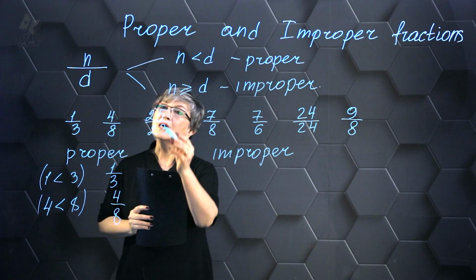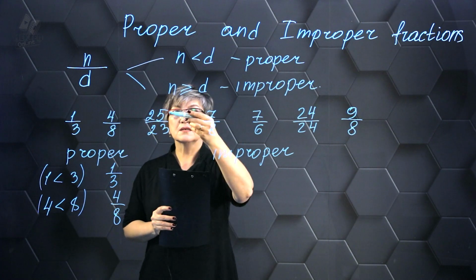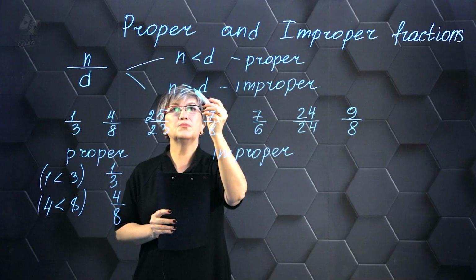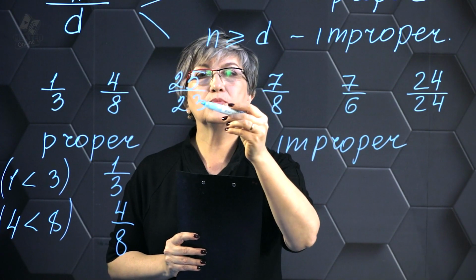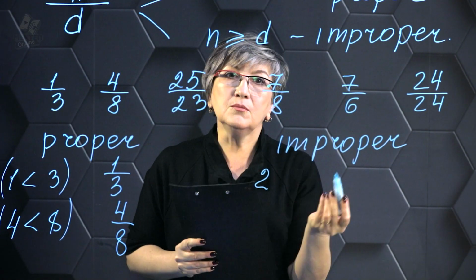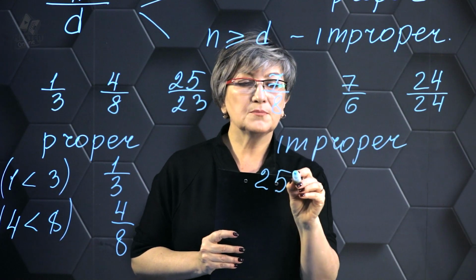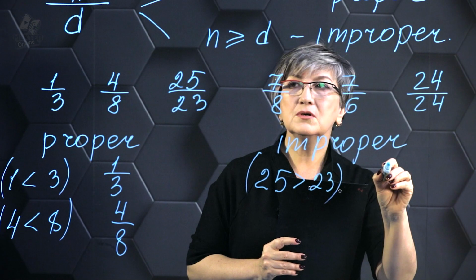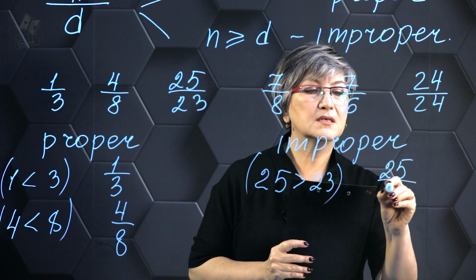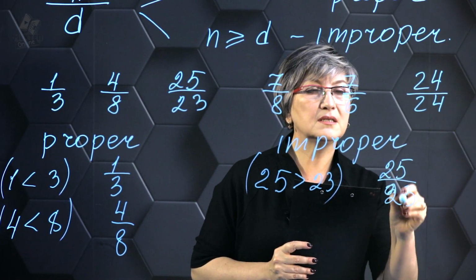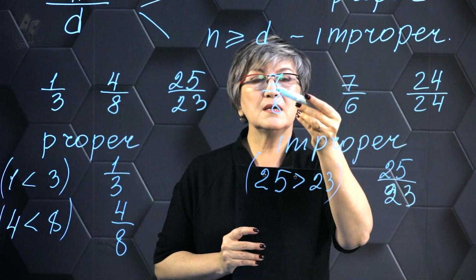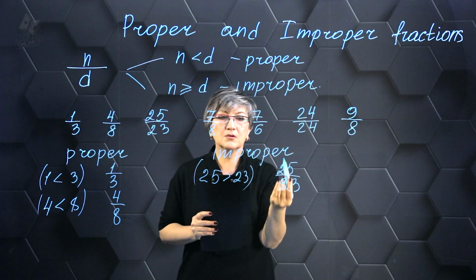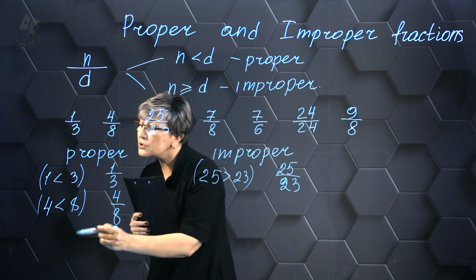Next, 25/23. Let's compare, guys. Here's my rule: improper, in case the numerator is greater than the denominator. 25 is greater than 23, therefore this is an improper fraction. Next, 7/8. 7 is less than 8. So where do we put it? Well, of course here. 7 is less than 8, so the fraction 7/8 is a proper fraction.